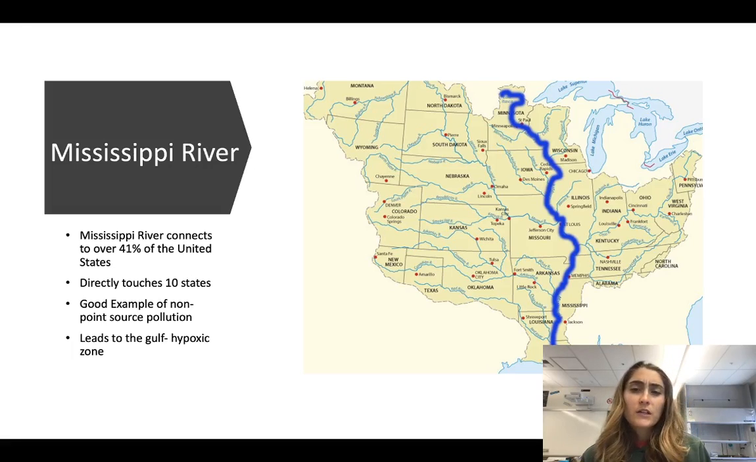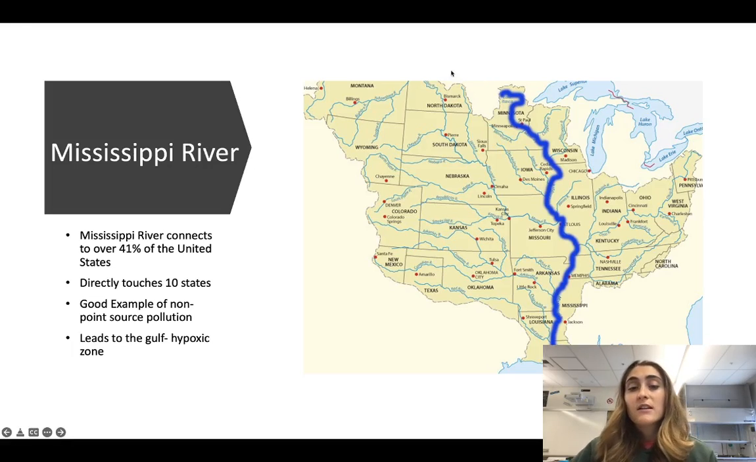And there's actually a really great example of this. It's the Mississippi River. The Mississippi River connects over 40% of the United States to one spot. There's a bunch of watersheds that all connect to each other that eventually dump into this river. This river directly touches 10 states, and you can see that it spans almost the entire width of the United States. It dumps into the Gulf of Mexico, right off the coast of Louisiana.